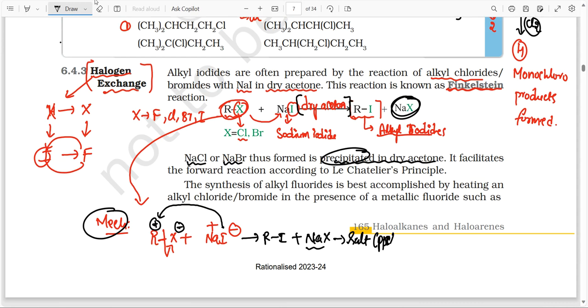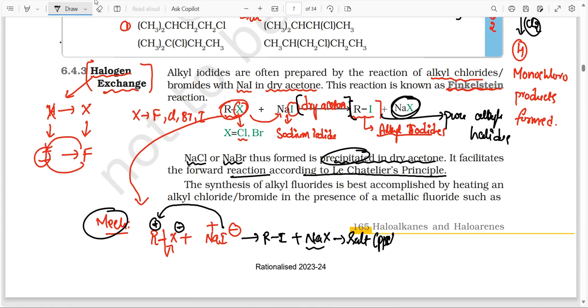So we obtain the pure alkyl iodides. We obtain the pure alkyl iodides. That means alkyl iodides are formed. Okay. It facilitates the forward reaction according to Le Chatelier's principle.